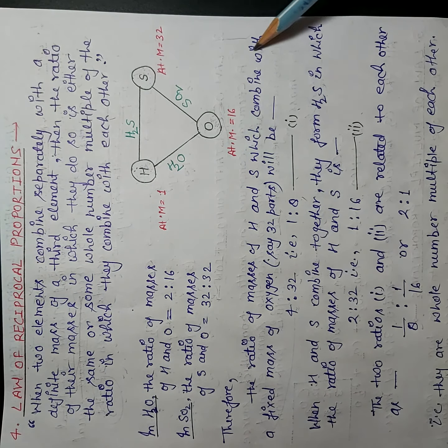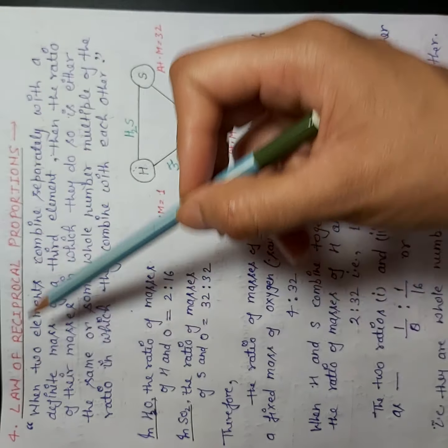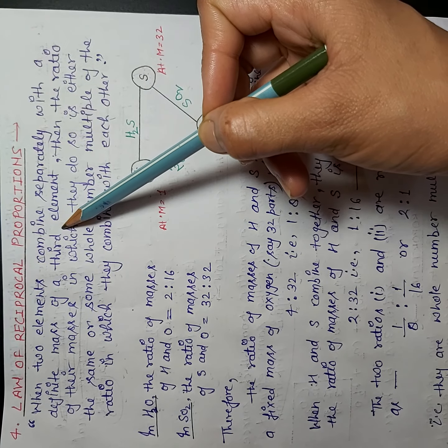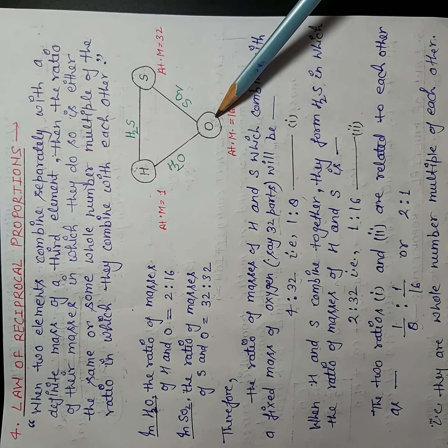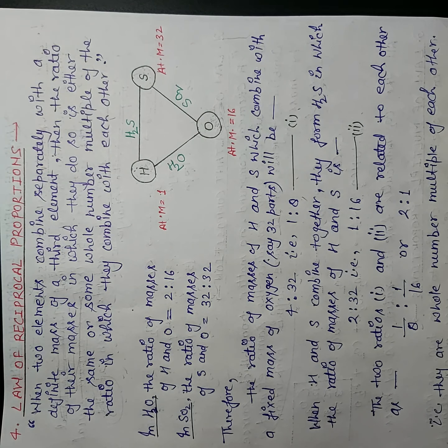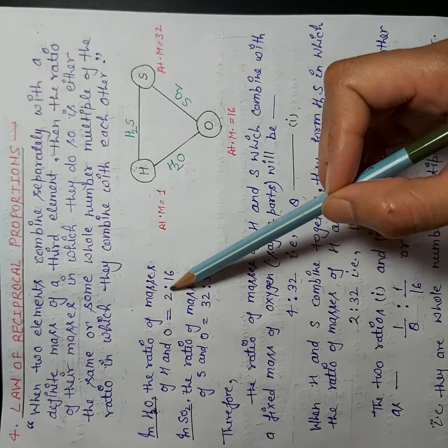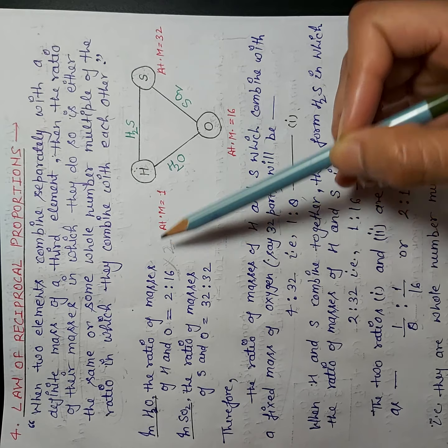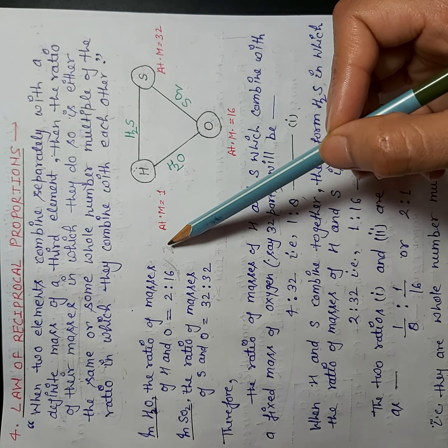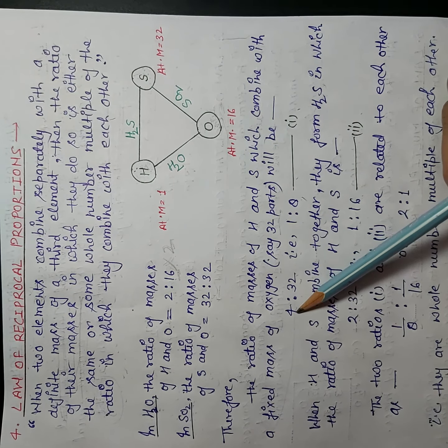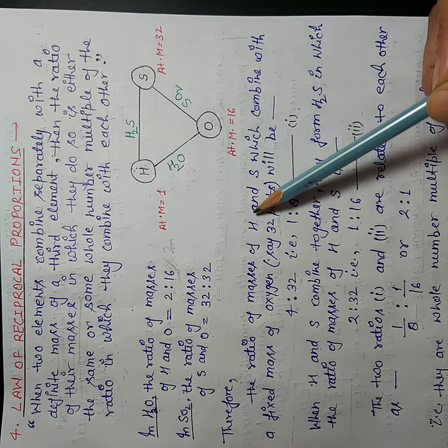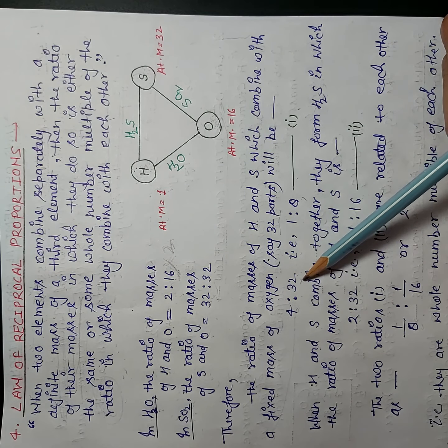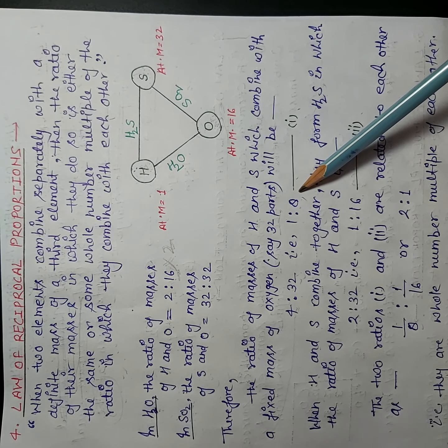So why did I leave this part? Have you noticed the words definite mass? We have to fix the mass of the third element. Suppose 32 is the mass of oxygen. Then we have to multiply this by 2, because here 16 is the mass of oxygen and we have to take 32. Then we will get 4 is to 32. The ratio of masses of hydrogen and sulfur which combine with a fixed mass of oxygen will be 4 is to 32. That is 1 is to 8.